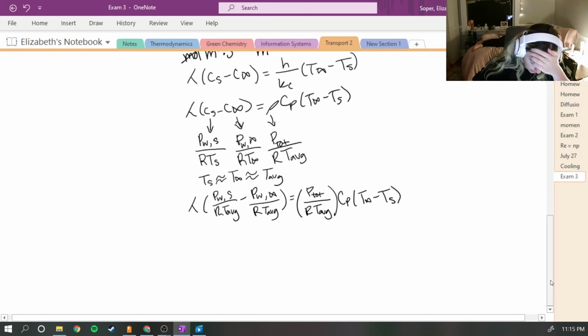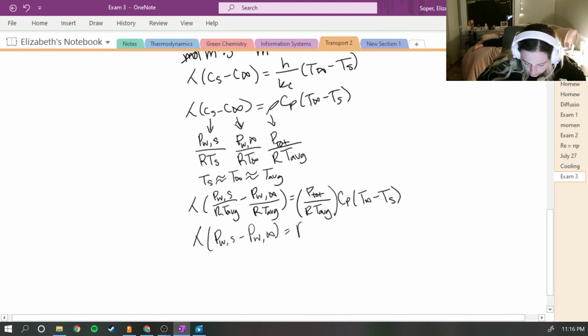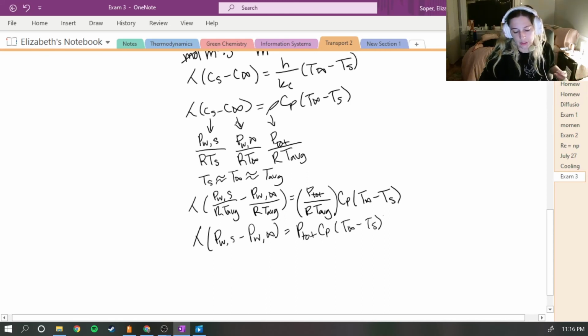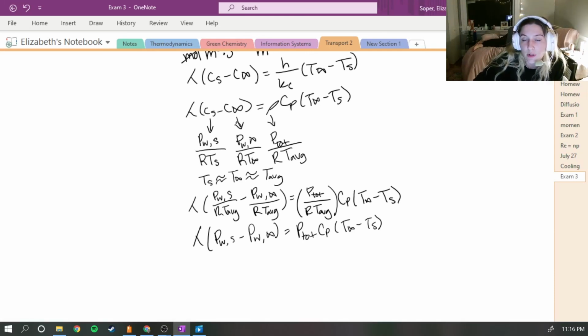So then all of our gas constant and temperature is going to cancel out, and then we'll have a much simpler, prettier equation. So it's going to end up being the heat of vaporization times the pressure of the water at the surface minus the pressure of the water of the surroundings equals the total pressure times the specific heat capacity times the change in temperature. So that's all for the second part, and then we will move on to the third part in a second.